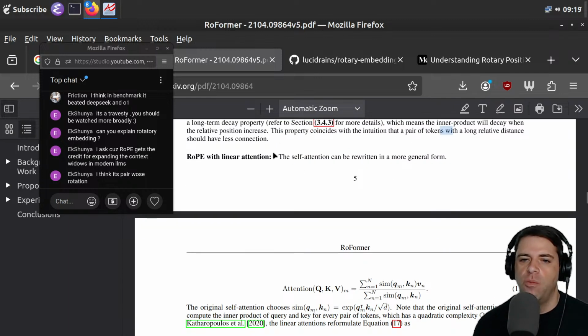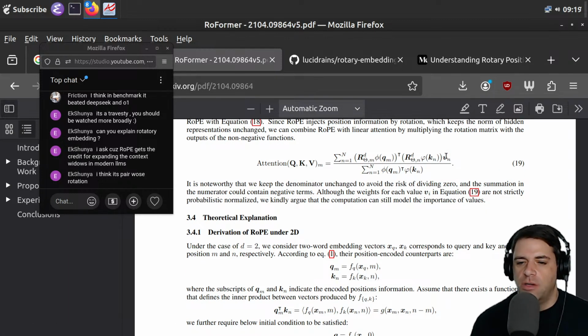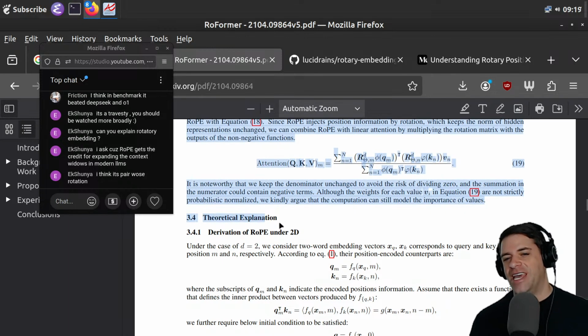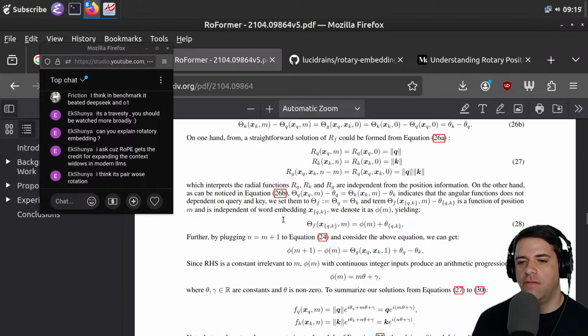This property coincides with the intuition that a pair of tokens with a long relative distance should have less connection. Okay? RoPE with linear attention, the self-attention can be rewritten in a more general form. And then we have a theoretical explanation, which I originally read as a theatrical explanation, which would have been funny to me. Okay, and so they're going to give some derivation of it.